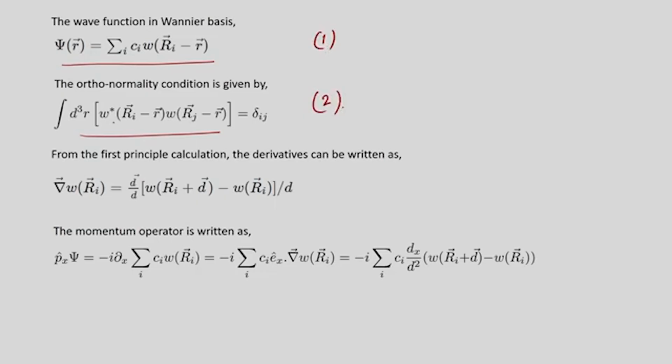So it is clear that the integral of W star (r minus R_i) times W (r minus R_j), where i and j are different sites, will be equal to 0, and if i and j are the same, then that will lead to the normalization of the Wannier functions.